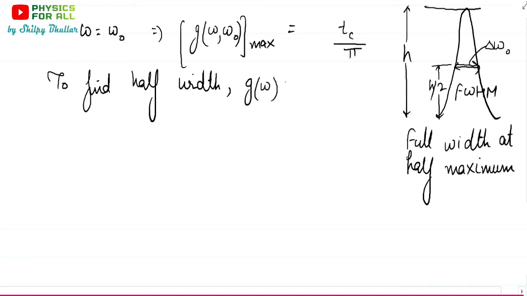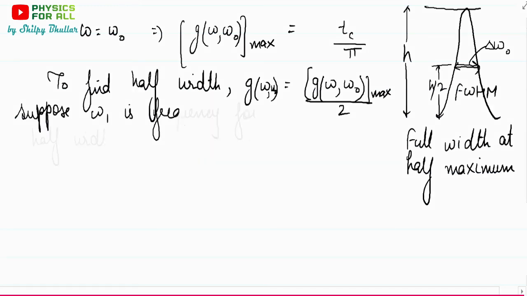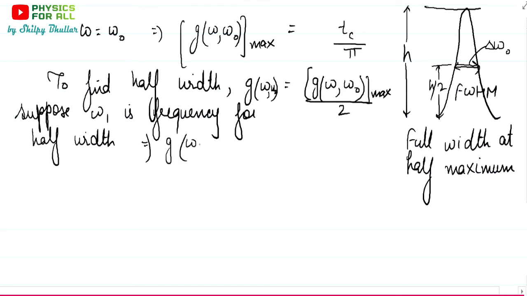To find half width, g(omega) will be g(omega, omega naught) maximum by 2. Here we can write omega naught also. And suppose omega 1 is the frequency for half width. So if at omega 1 we have half width, that value would be g(omega, omega naught) maximum by 2, because the height is half. As we have found g(omega, omega naught) max as Tc by pi, this would be half of this Tc by pi, because Tc by pi is the maximum value and we are interested in half of the maximum value. So this becomes Tc by 2 pi.